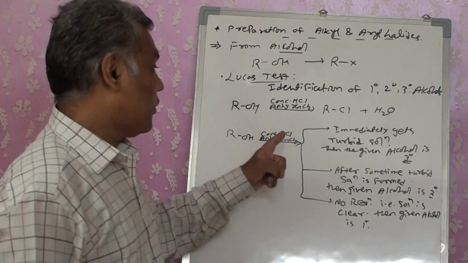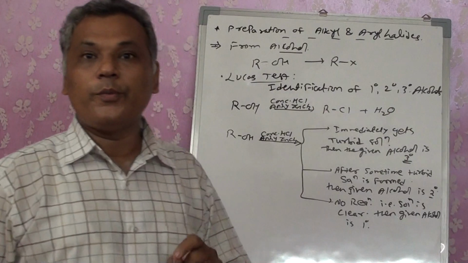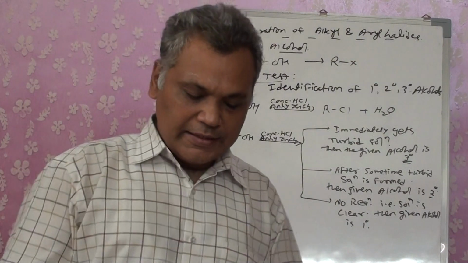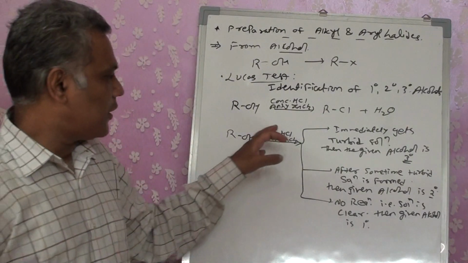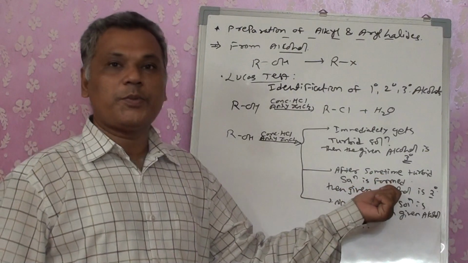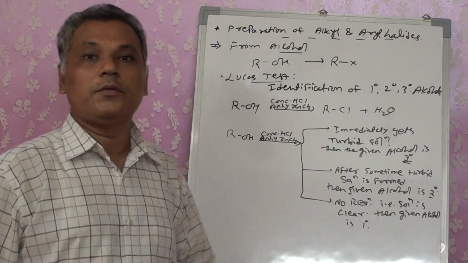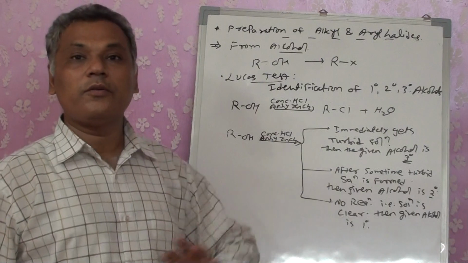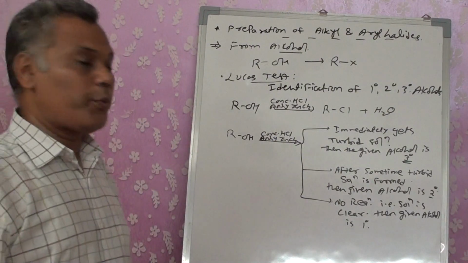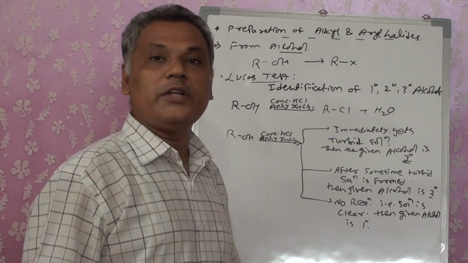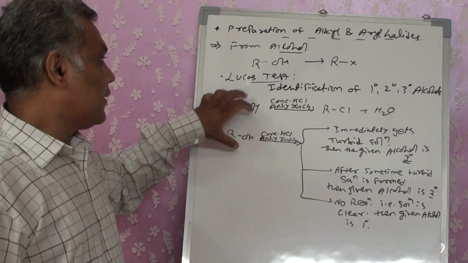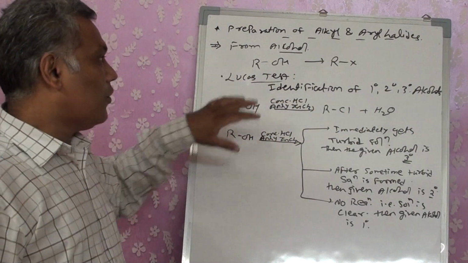Right? So in the same way, if propane 1-ol and propane 2-ol are given to me, how will you distinguish them? I can say it very easily: if I add concentrated HCl and ZnCl2 and after some time a turbid solution forms, then it's propane 2-ol. But if the solution does not go for any kind of chemical reaction, then it should be propane 1-ol, because propane 1-ol is a primary and propane 2-ol is a secondary alcohol. Right? So this is particularly the Lucas test.